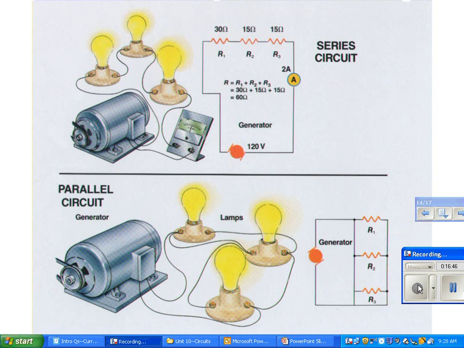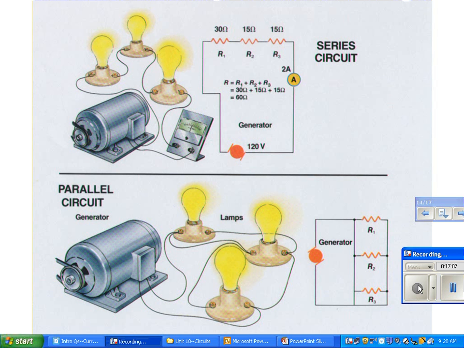Second part, now they're connected in parallel. Notice there's multiple paths for the electricity to go through rather than just there being one path. If one bulb goes out, the other 2 do not go out. They all use the same amount of potential difference, even though that seems bizarre and strange. They do. They really do. If I add a bulb in parallel, the total resistance goes down instead of up.